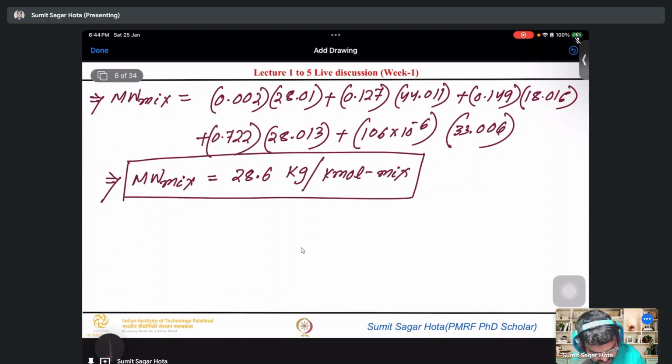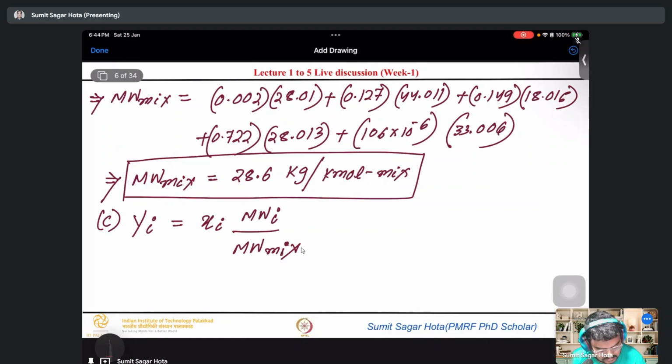So how can we find out the mass fraction in terms of mole fraction? The formula is yi equal to chi i into molecular weight of i divided by molecular weight of the mixture. So y of CO equal to 0.002.